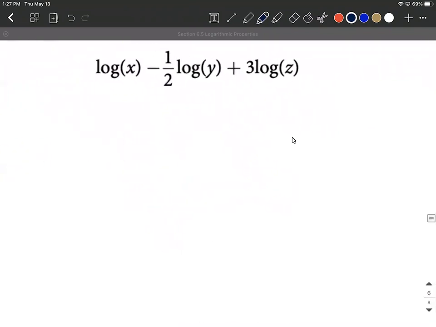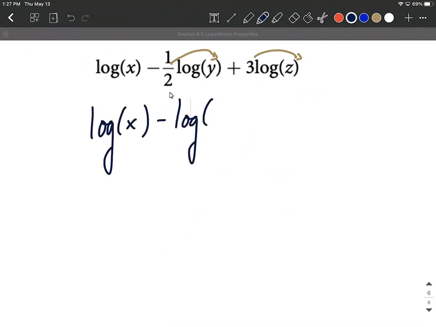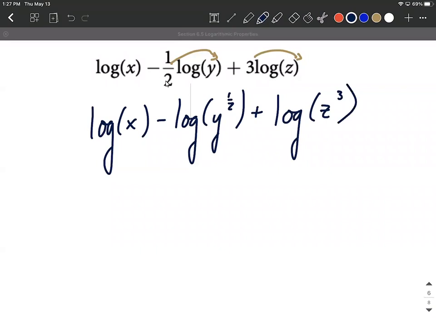All right, on the next one, we have a 1/2 hanging out in front. So let's first move any multiples from in front up to the exponent. We'll talk through this. So log of x minus log of y to the 1/2 power plus log of z to the third power. The exponent gets attached to everything that was on the inside of this logarithm. Same thing with the last one. Now let's put them together.